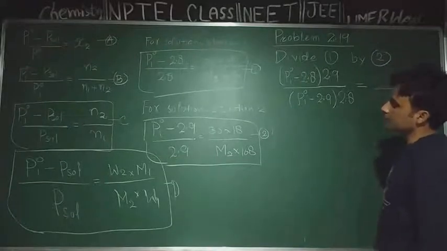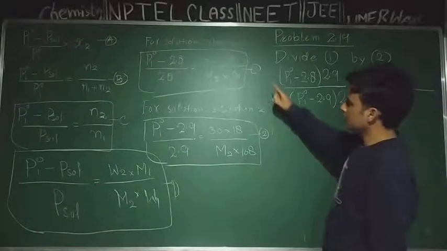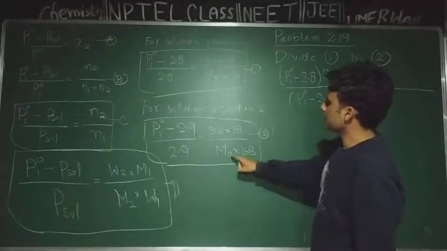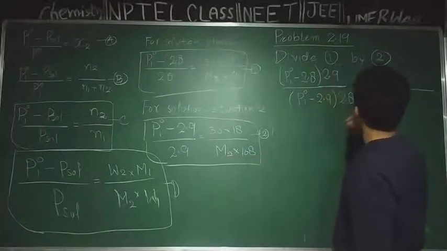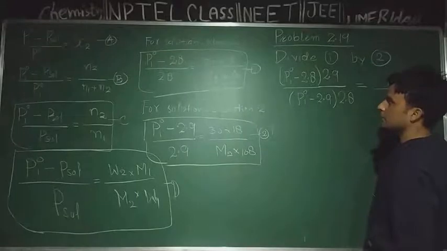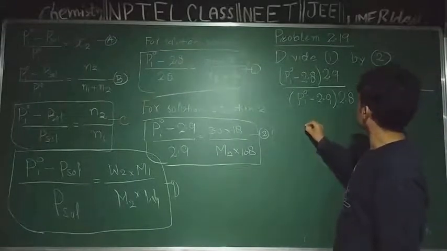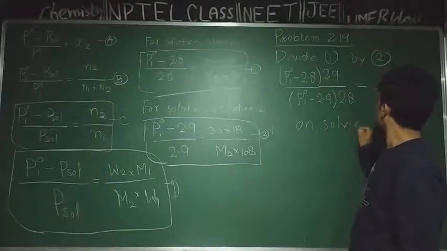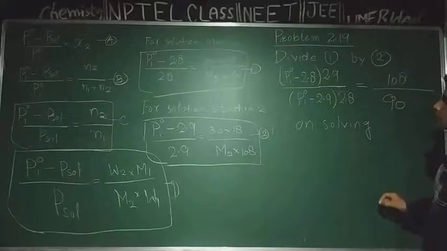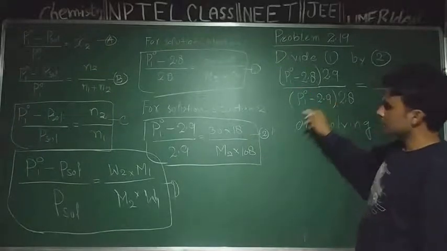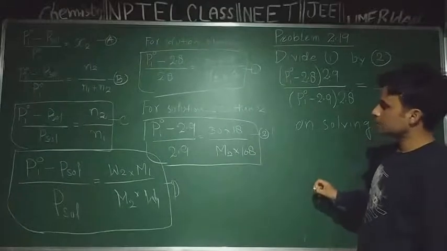In the RHS, I will get 13 into 18 in the numerator, which will get cancelled, and M2 will get cancelled. I will get 108 divided by 90. Now on solving, I will solve this equation for P₀₁ because the molar mass of the non-volatile solute got cancelled.